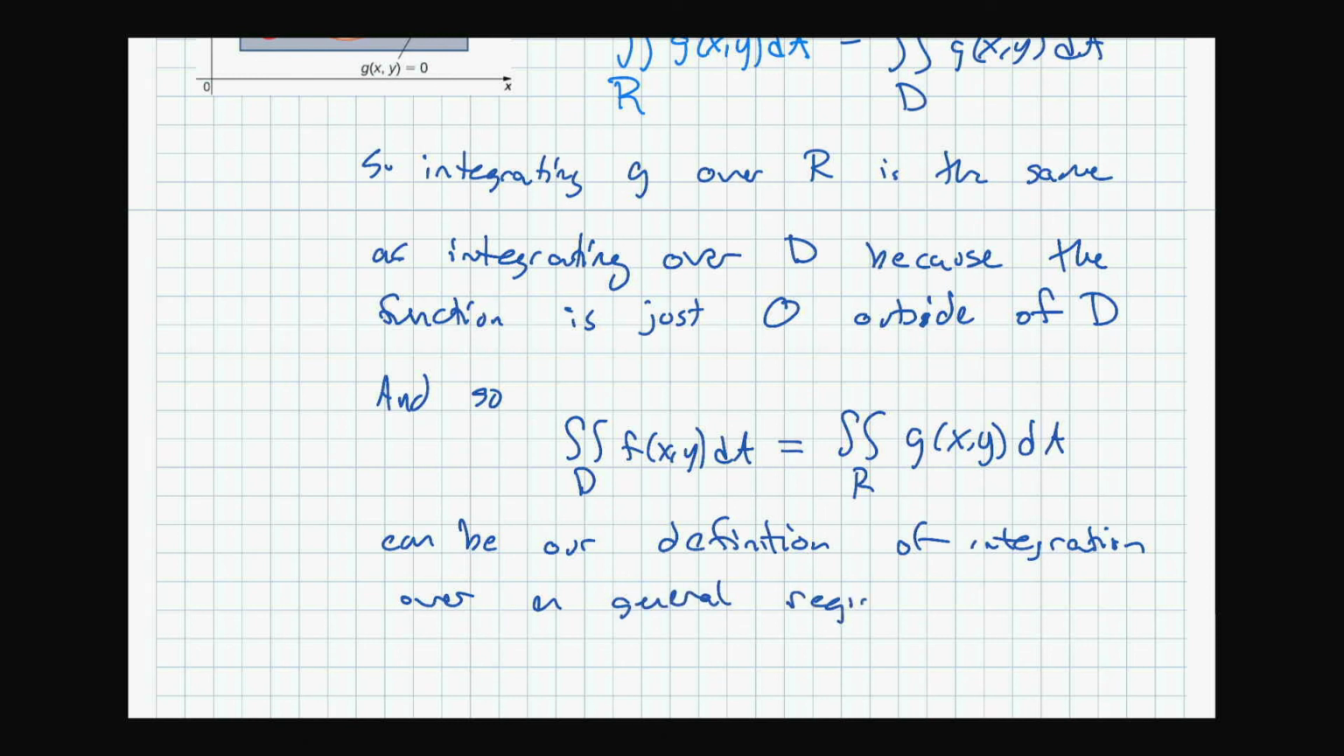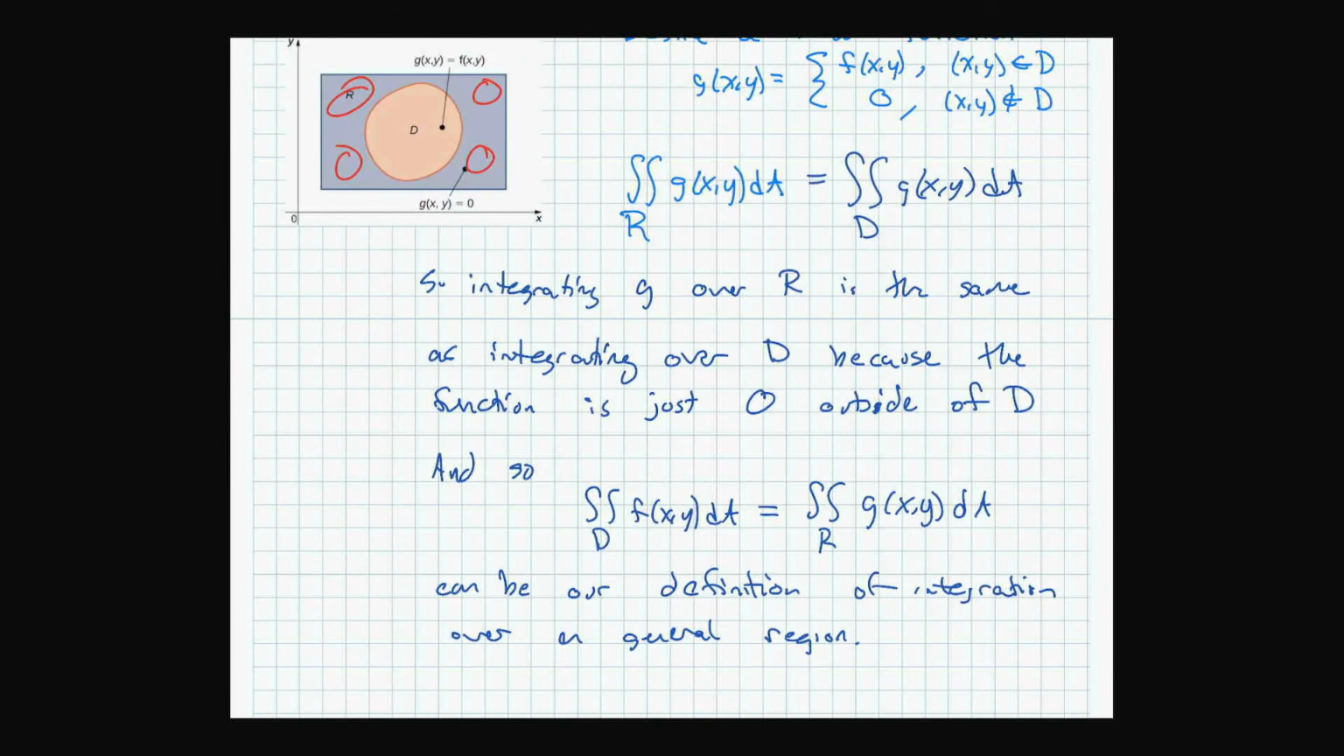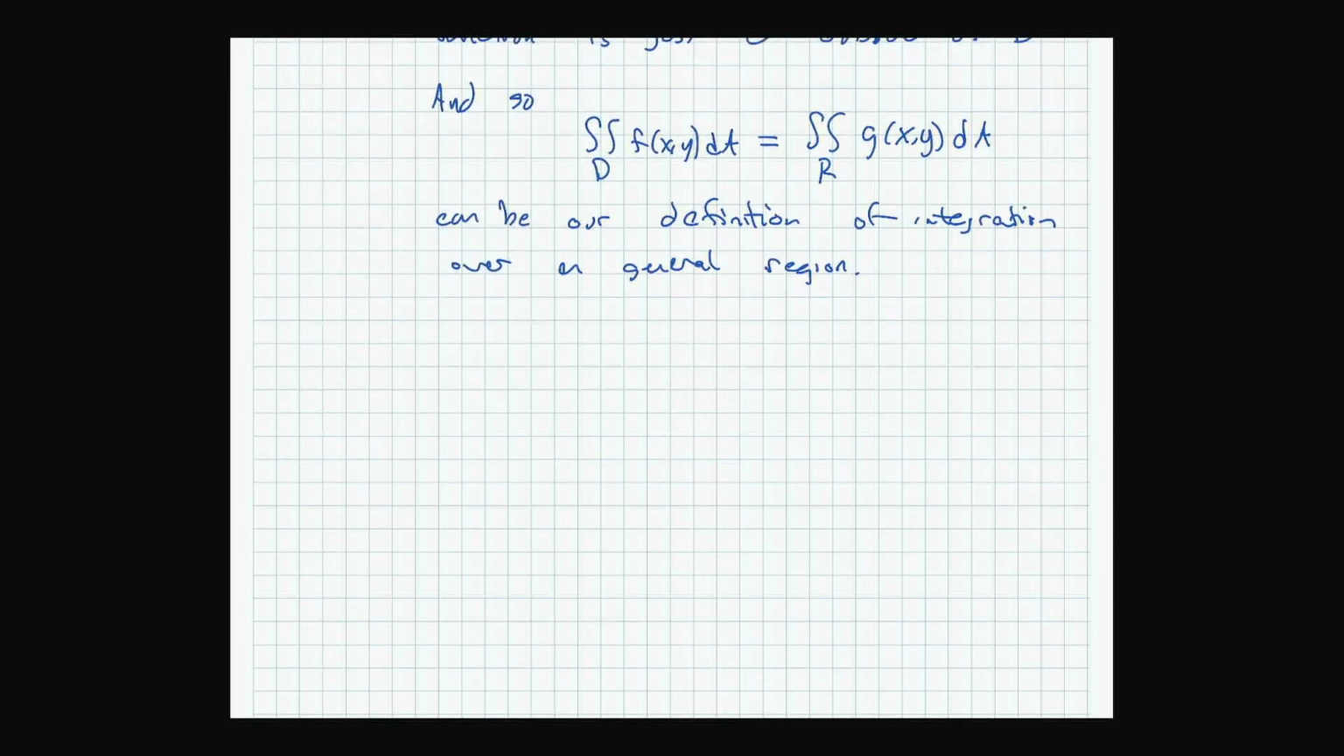And the point is, how do you integrate over a general region? Well, technically, you can make it a rectangular region, and you already know how to do that. That's the idea. Now, just like in the previous section, this is the definition of the integral. This is not actually how you do the integral. Okay, so keep that in mind.